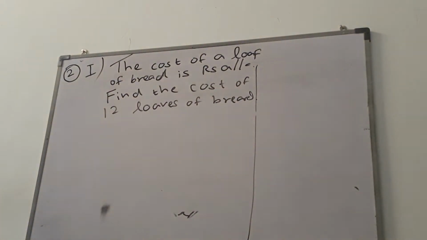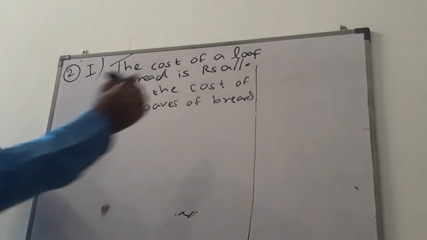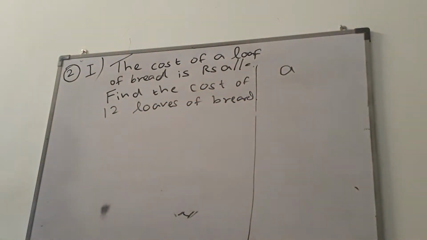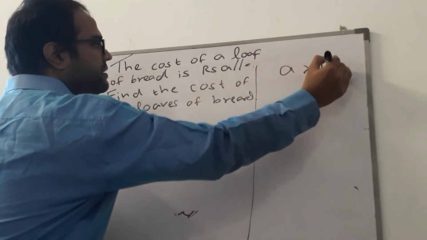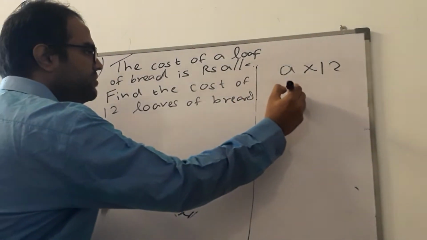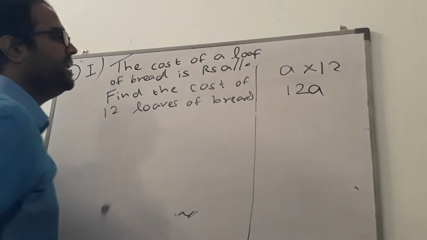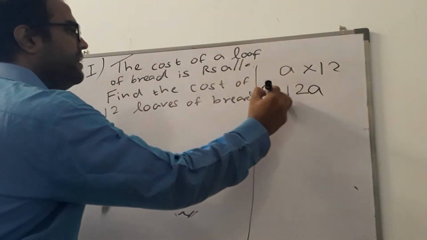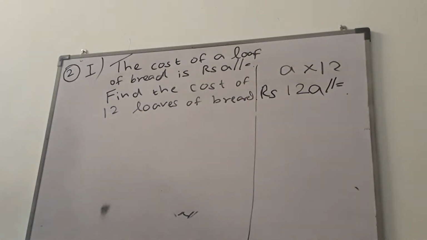The cost of a loaf of bread is A. The cost of 12 loaves of bread means you have to multiply it by 12. If the cost of a loaf of bread is 5, the price of 12 loaves means 12 times 5. Here the cost of a loaf of bread is A, so to find the cost of 12 loaves we multiply A by 12, which is 12A, not A12. 12A rupees.